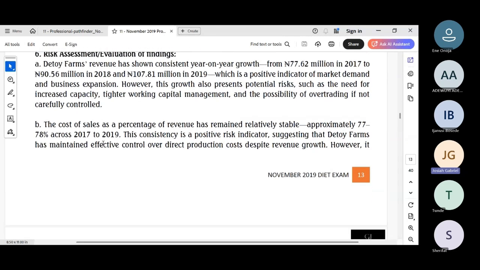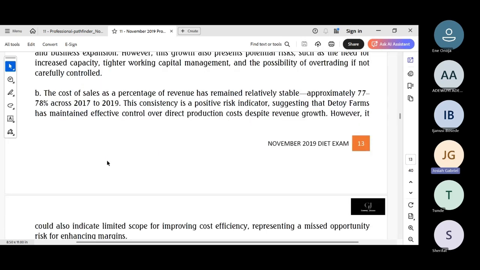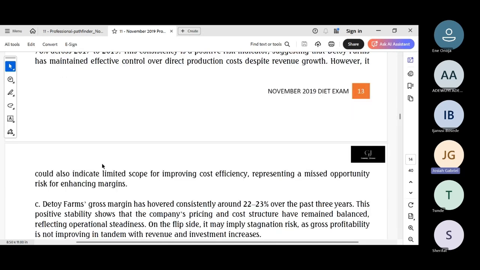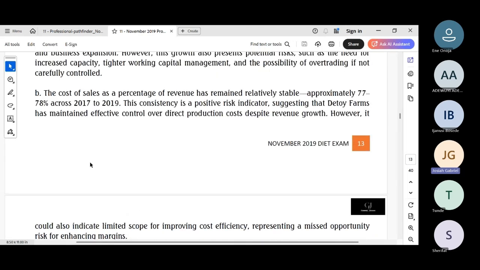Then the cost of sales, we said, has remained stable, approximately 77 to 78% for the 3 years. But we said the consistency is a positive risk indicator, suggesting that it has maintained effective control over direct costs despite the revenue growth. However, this could also indicate limited scope of improving cost efficiency and represent a missed opportunity risk for enhancing margins. So your evaluation is very important here.